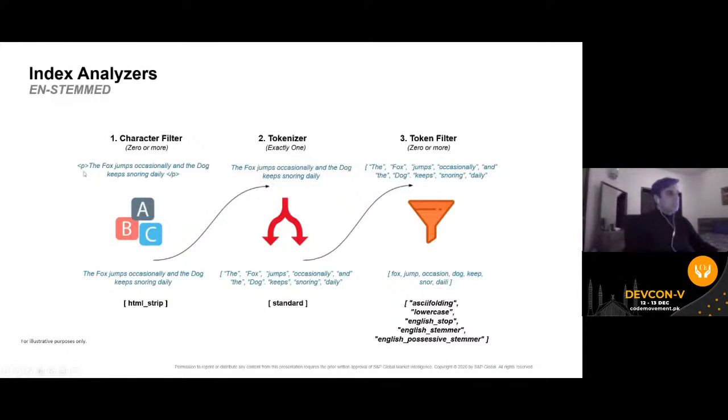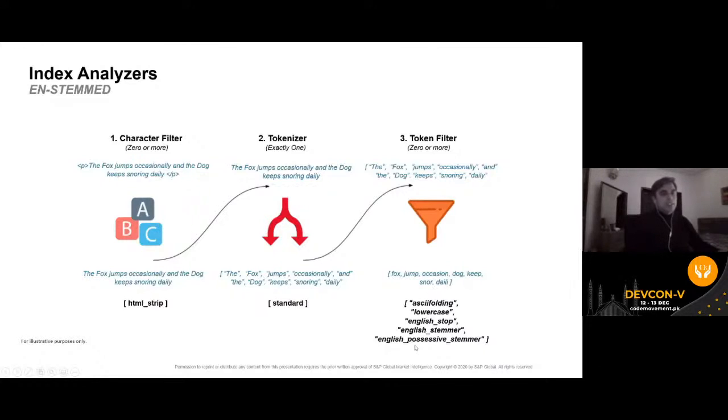So let's look at this example. It's exactly the same example. The fox jumps occasionally and the dog keeps snoring daily. All the HTML tags are removed. It's converted into a standard token sequence. This goes into the token filter, and again, ASCII folding was not applicable over here because the input text did not contain any special characters. Lowercase is applicable over here because it has converted characters into lowercase. English stop has removed all the stop words, and English stemmer has converted jumps into jump, occasionally into occasion, dog is fine, keeps into keep, snoring into snore, and daily into its root form.